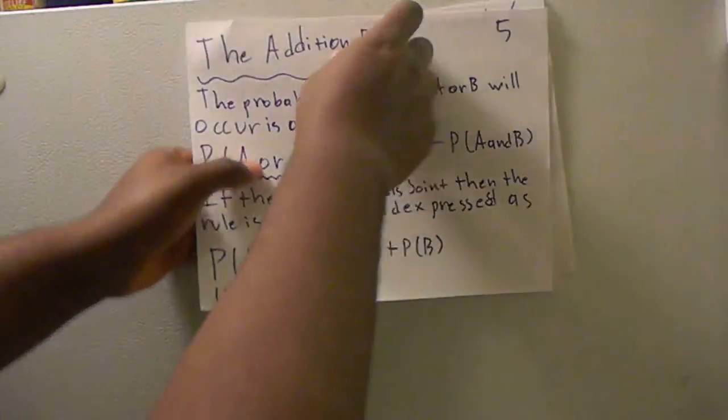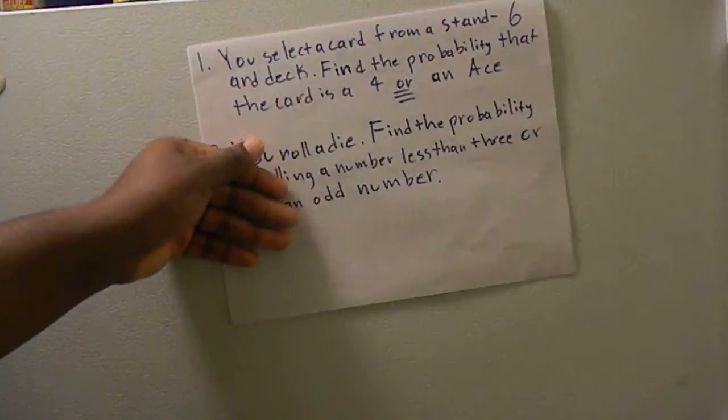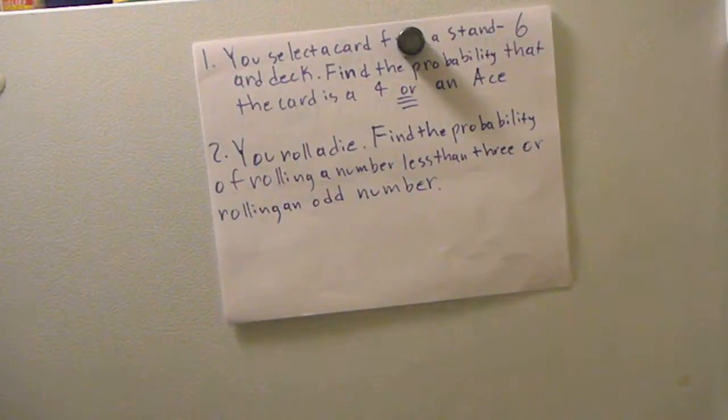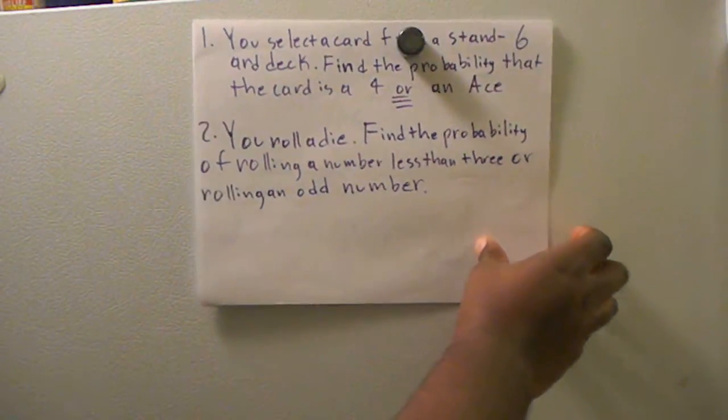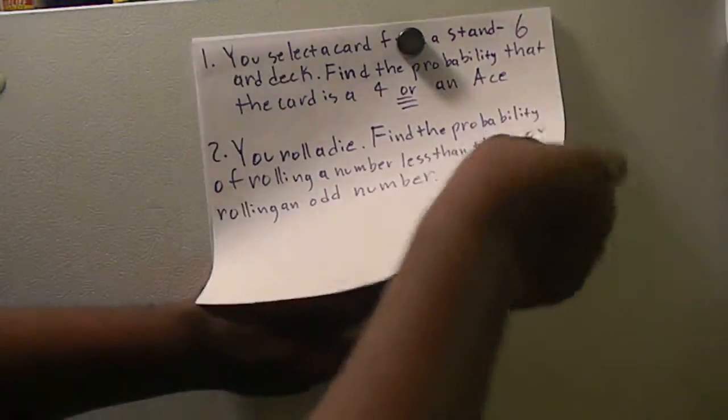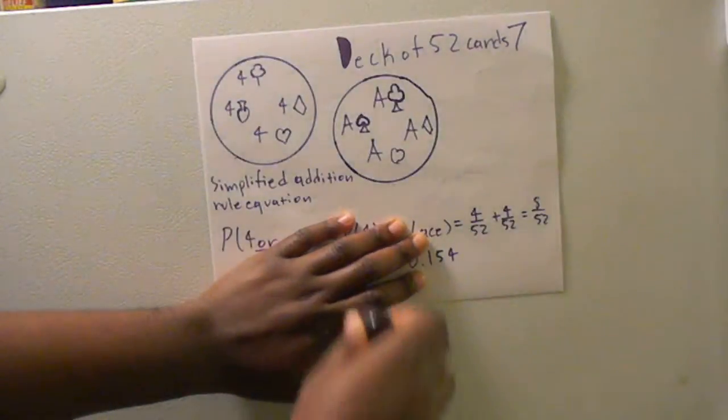Now that you have some understanding of the addition rule, it's time to put it into perspective. You select a card from a standard deck. Find the probability that the card is a 4 or an ace. For our second problem, you roll a die. Find the probability of rolling a number less than 3 or rolling an odd number. We're finding out if the events are mutually exclusive and we're finding the probability here. This is where mutually exclusive events come into play.